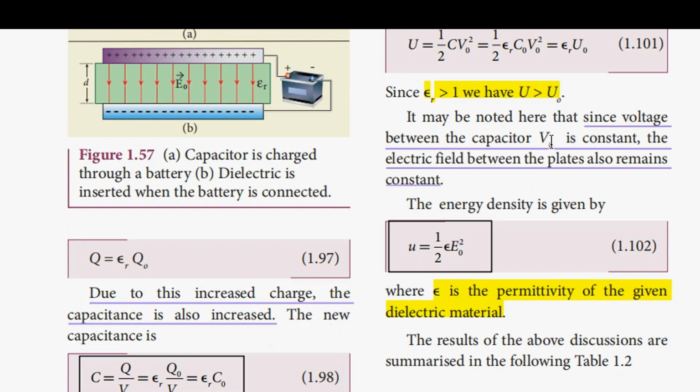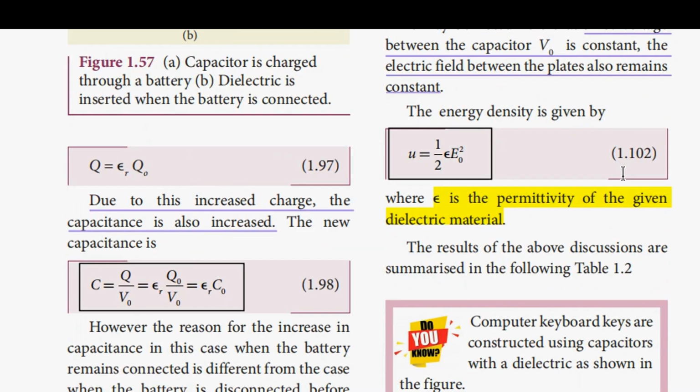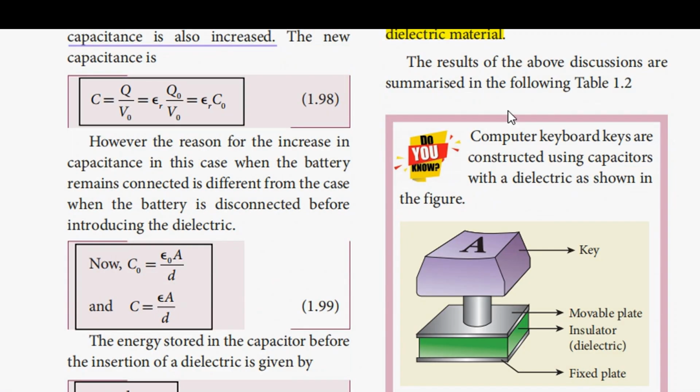It may be noted here that since the voltage between the capacitor V naught is constant, the electric field between the plates also remains constant. And the energy density is given by u is equal to half epsilon E squared, E naught squared here, where epsilon is the permittivity of the given dielectric material. And the results of the discussions are summarized in table 1.2.